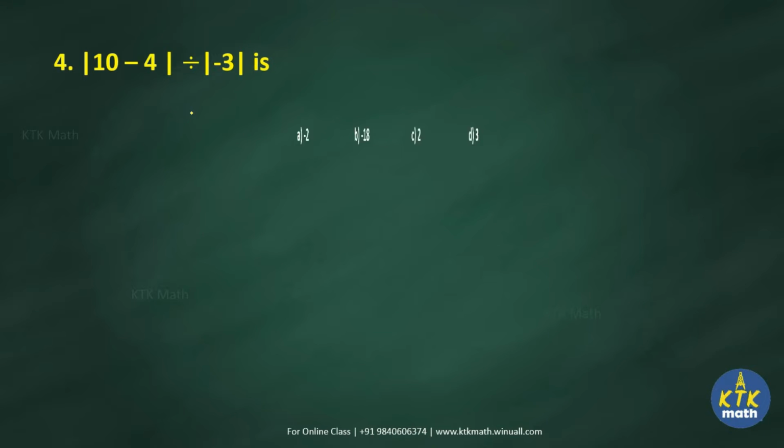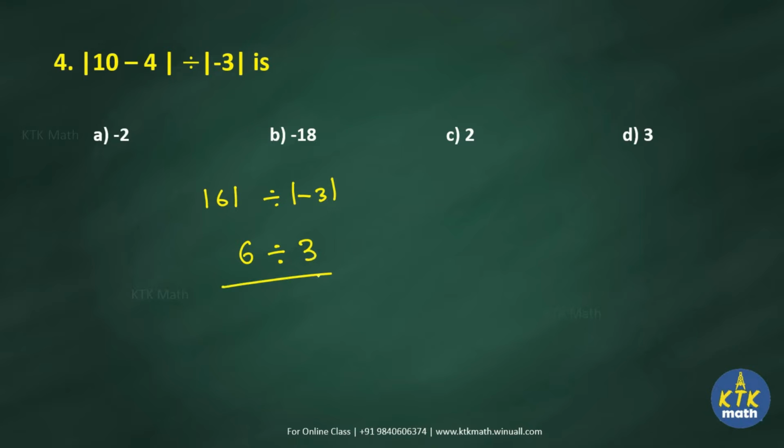Here again, this question is based on modulus. As I mentioned in the previous question, 10 minus 4 is modulus 6, divided by this one, which is modulus negative 3. So what is the value of modulus 6? Just 6. Divided by what is the value of modulus of negative 3? It is positive 3. So 6 divided by 3 is 2, which is the answer.